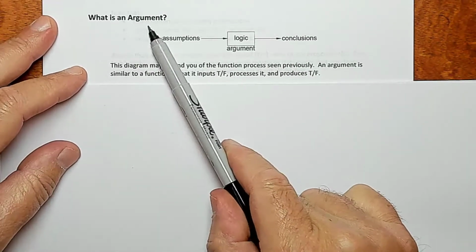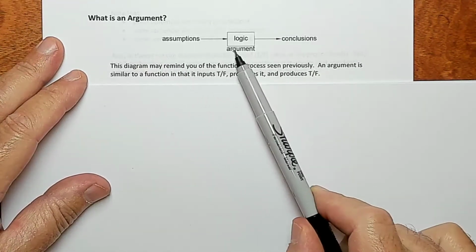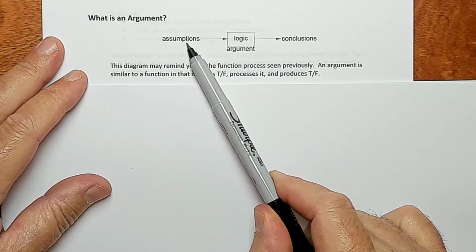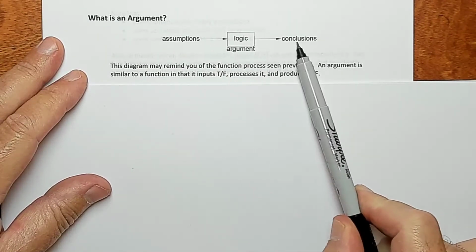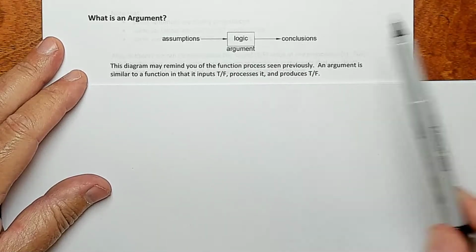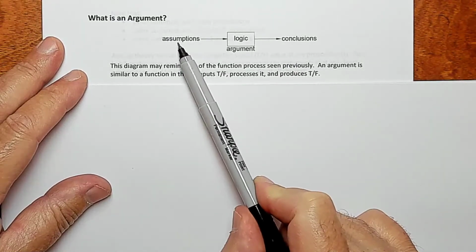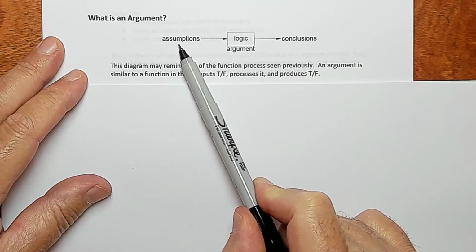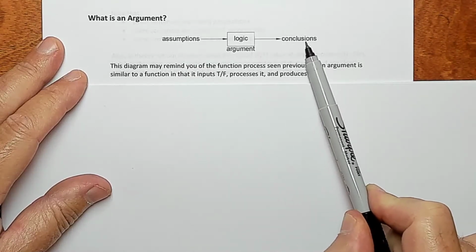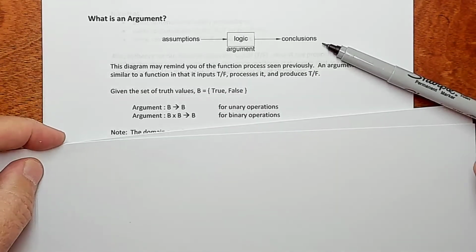All right, there's something called an argument. You can think of it like this. There's the argument, which has logic in it. You feed what's called assumptions into it, and it does its thing, and you have conclusions. So it looks like a function. We've seen this before in the function material. And it can be thought of as a function. That is, you can think of the inputs as true, false values. There's some logical operations in here, and then the output will be true or false values.